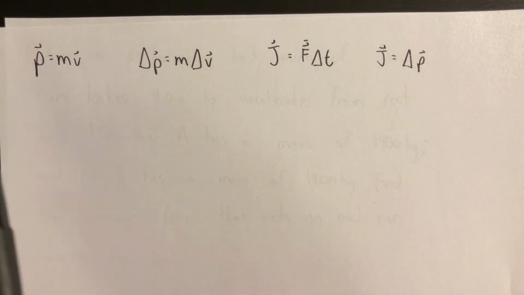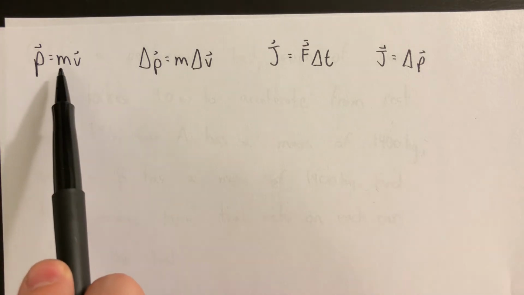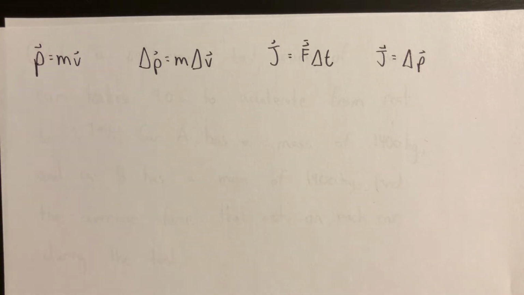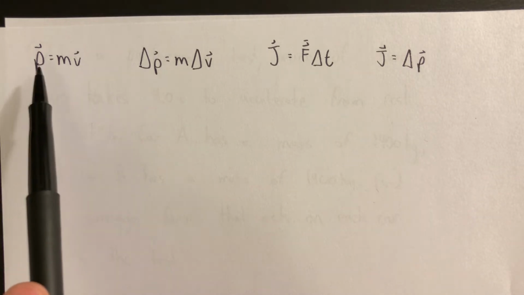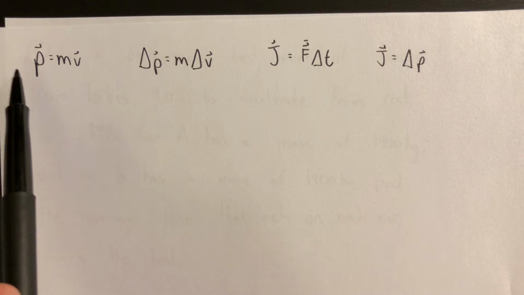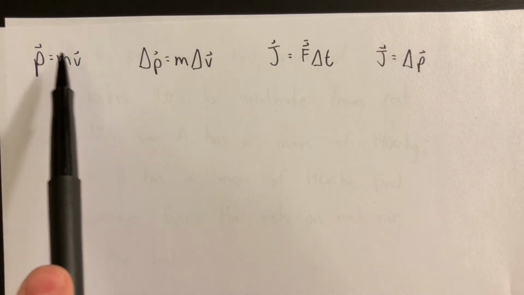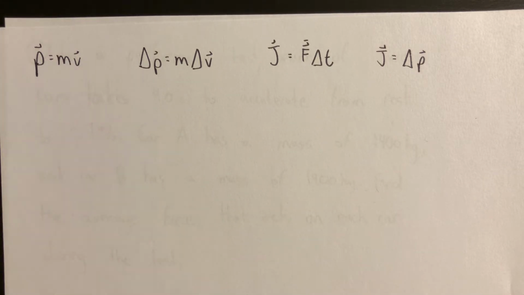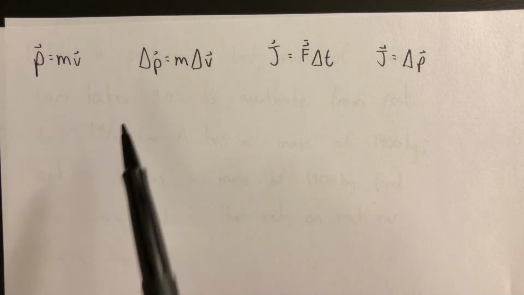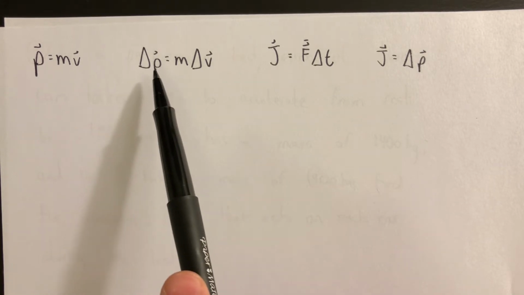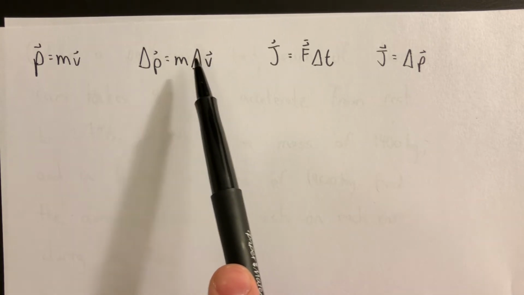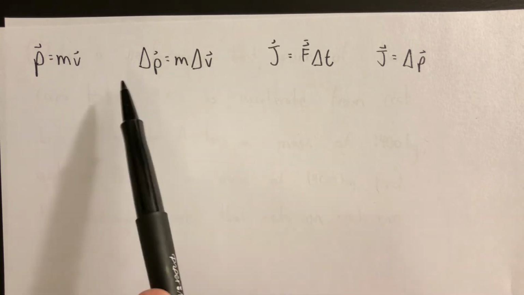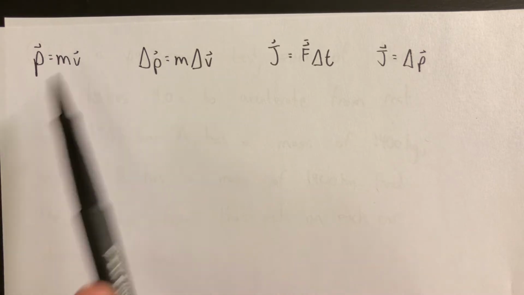As a reminder, P is momentum, M is mass, V is velocity. Momentum has a unit of kilogram meter per second. Mass has a unit of kilogram, and velocity has a unit of meters per second. Over here, delta P, that's change in momentum, and delta V is change in velocity. They have the same units as over here.